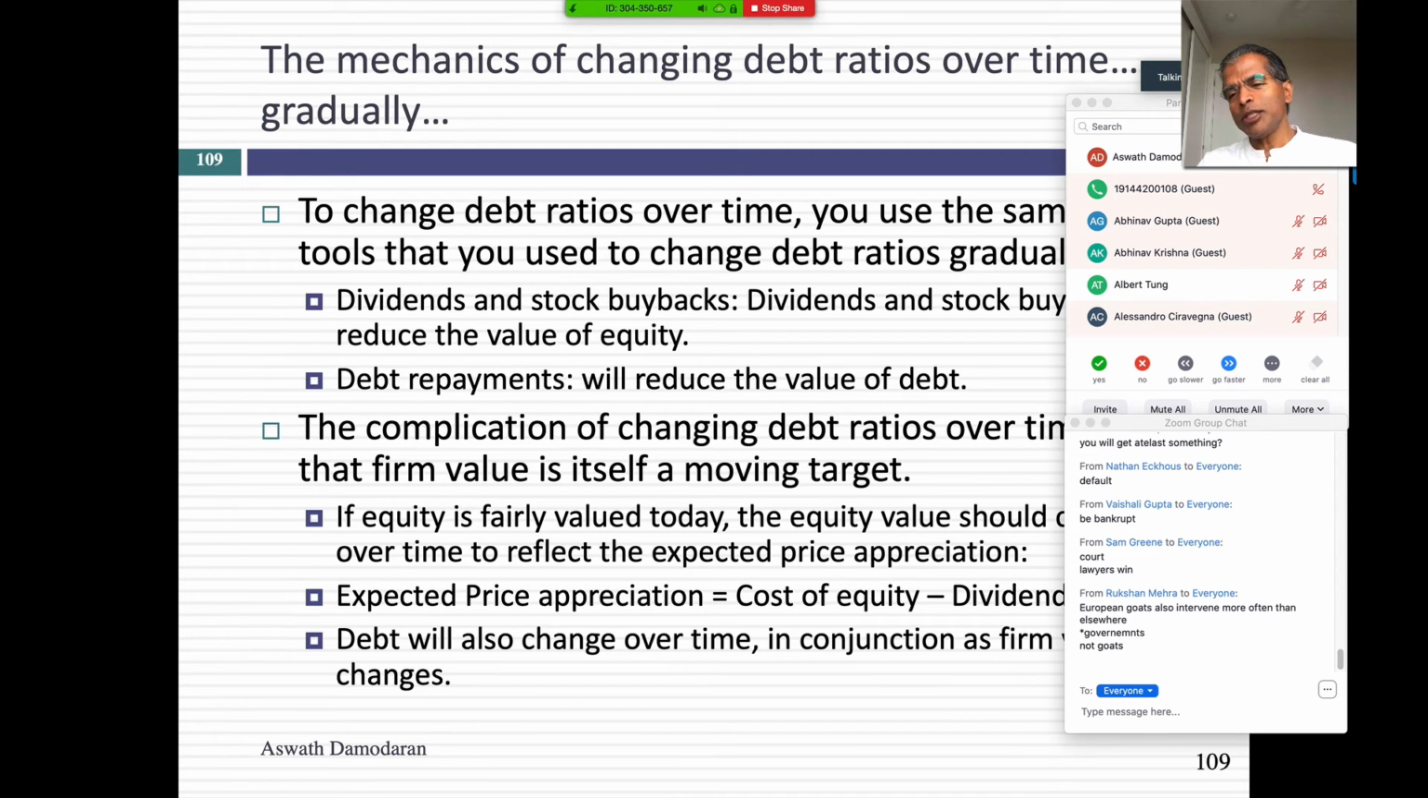If the value of your firm is $1 billion and you want to move to 40% today, well, the amount of debt you need is $400 million. But if you say, well, I want to move my debt ratio to 40% 5 years from now, your value as a firm is not going to stay at $1 billion for the next 5 years. It is going to change. You'll have to have 40% of your expected value as a firm 5 years from now.